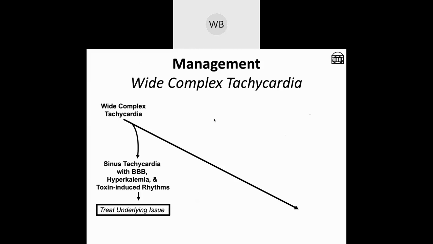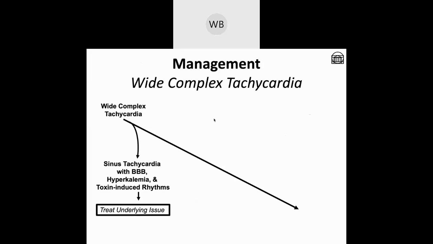Okay, so sinus tachycardia with bundle branch block, is the patient hypovolemic? Is the patient hypoxic? Is the patient having significant pain or anxiety? Is there some sort of toxic effect of a medication, et cetera? We're going to want to identify those issues and treat the underlying problem accordingly.